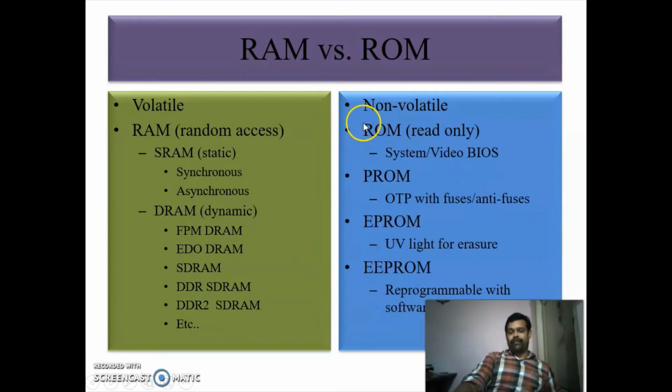In the case of ROM, it is non-volatile. It is mainly used in system and video BIOS. The first type is programmable read only memory, which is one time programmable. Next is erasable programmable read only memory. Here, using ultraviolet light, we can erase the ROM. The last type is electrically erasable programmable ROM, where by using some software you can reprogram.